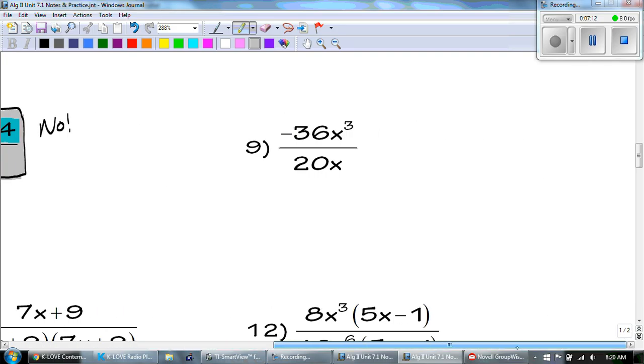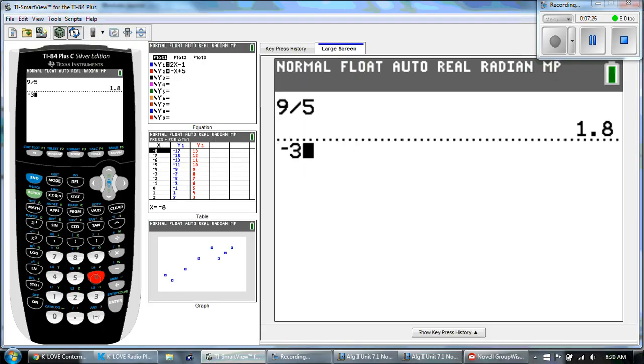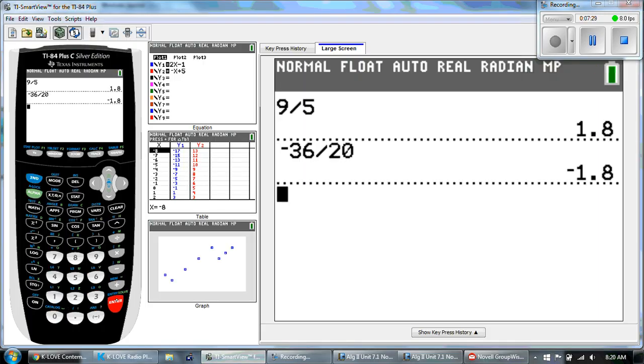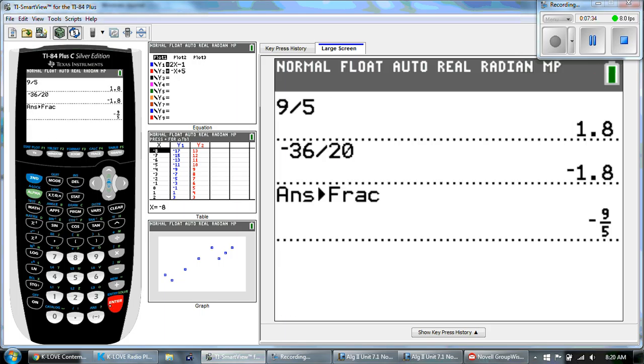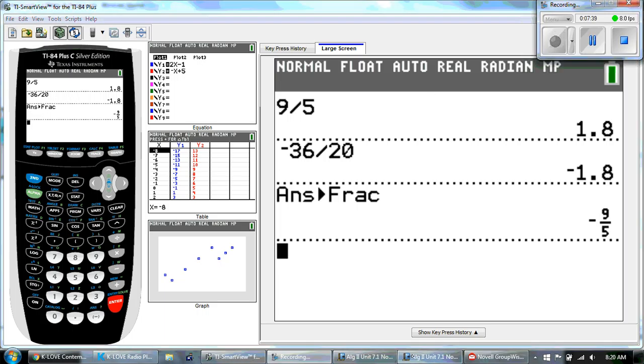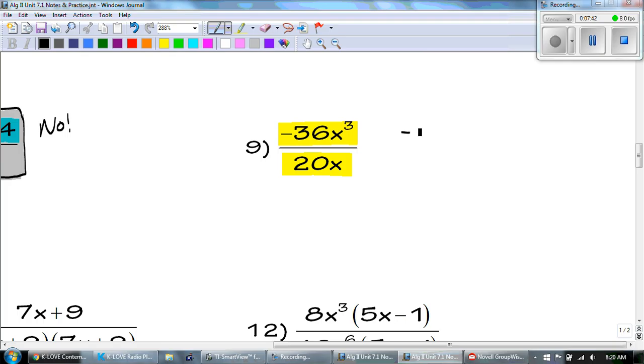All right, number 9, we just have two monomials. So I would reduce the fraction, and if you don't know how to reduce it, just go into your calculator, negative 36 divided by 20. Oh, that's funny, it's still 1.8. And then we're going to reduce it to get negative 9 over 5. Okay, so as I come back over, it's negative 9 over 5, and then the x's, the top wins, and the top wins by 2.